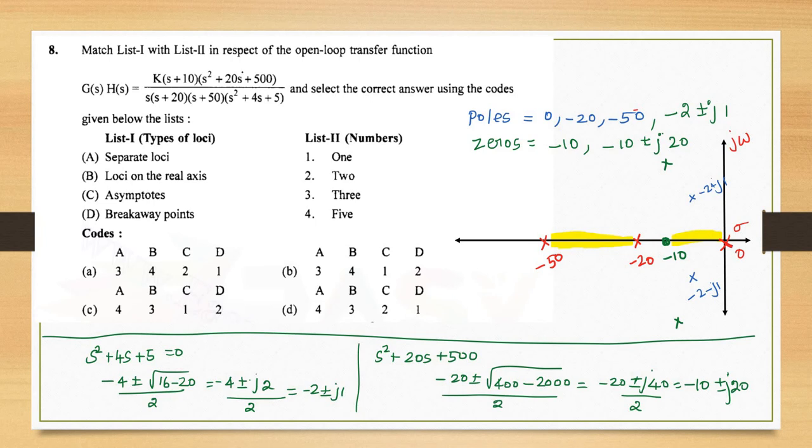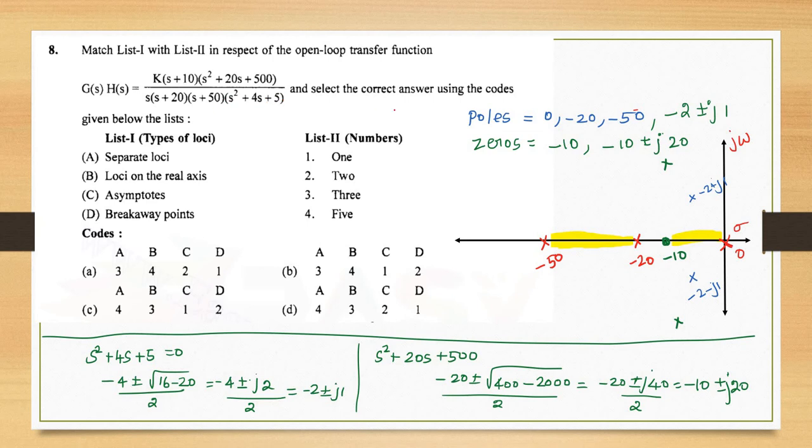Problem 8. Match list 1 with list 2 in respect of the open loop transfer function. G of S into H of S is equal to K into S plus 10 into S square plus 20S plus 500, and the denominator is S into S plus 20 into S plus 50 into S square plus 4S plus 5.